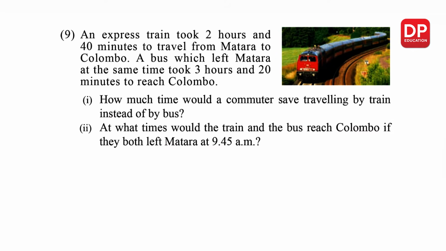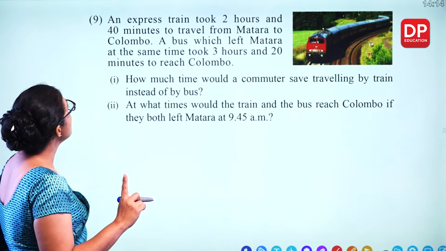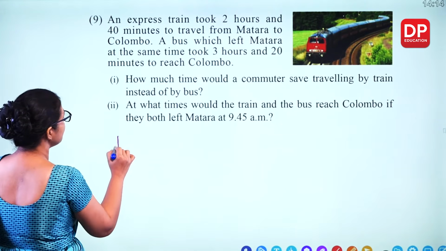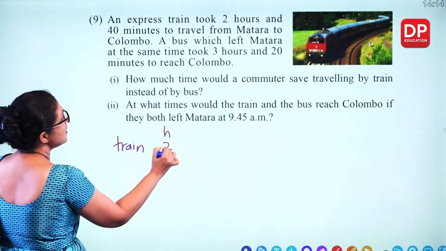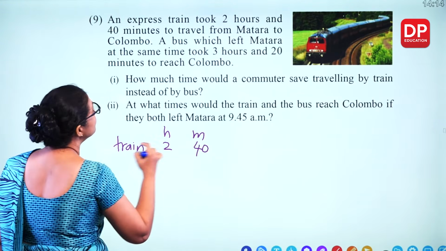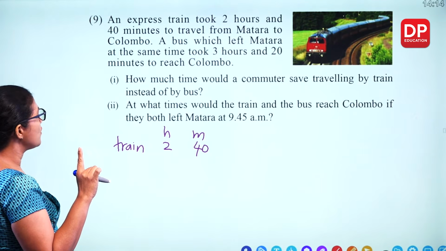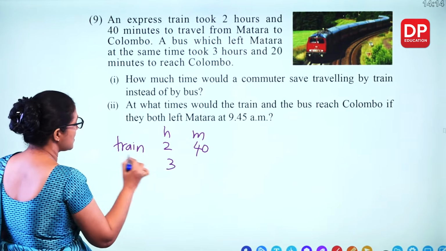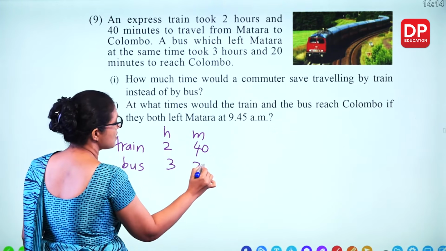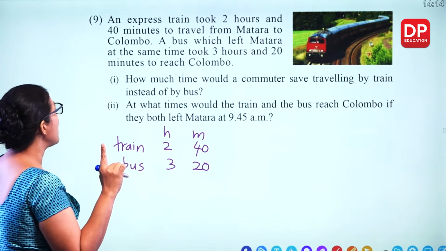Question number 9. An express train took 2 hours and 40 minutes to travel from Mathura to Colombo. A bus which left Mathura at the same time took 3 hours and 20 minutes to reach Colombo. How much time would a commuter save traveling by train instead of by bus? So what's the time duration? Train took 2 hours and 40 minutes. A bus which left Mathura at the same time took 3 hours and 20 minutes. So that's bigger. So bus is 3 hours and 20 minutes. So they ask how much time would a commuter save traveling by train instead of by bus?